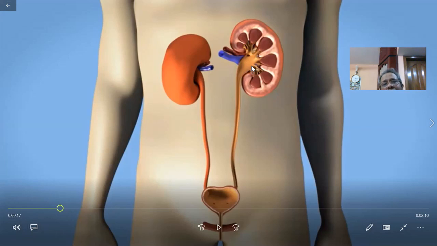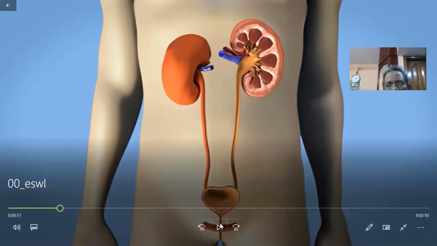But there is some side effect. If you give a shock wave, it can damage the renal parenchyma to some extent. That renal parenchyma heals by fibrosis, and the patient subsequently develops hypertension. For that reason nowadays, ESWL is used only minimally, not all the time.